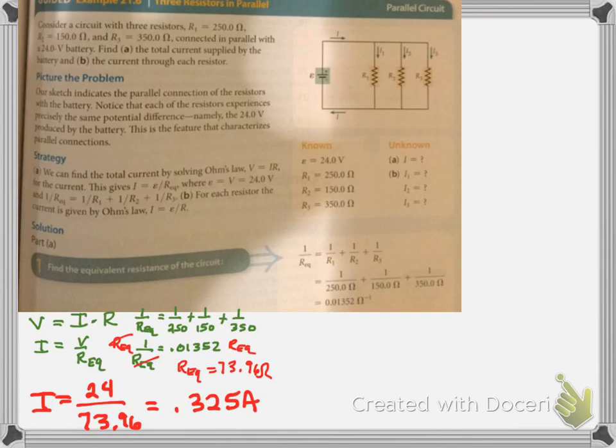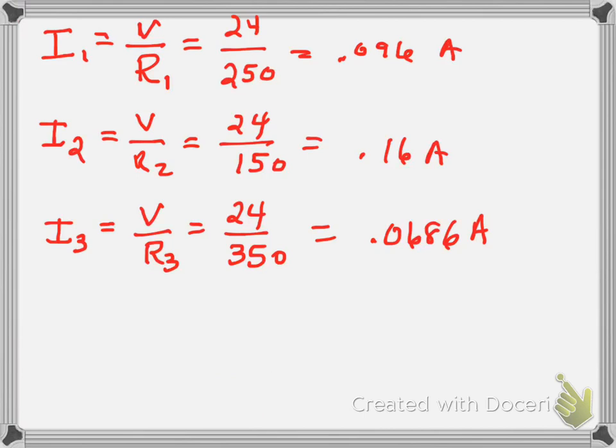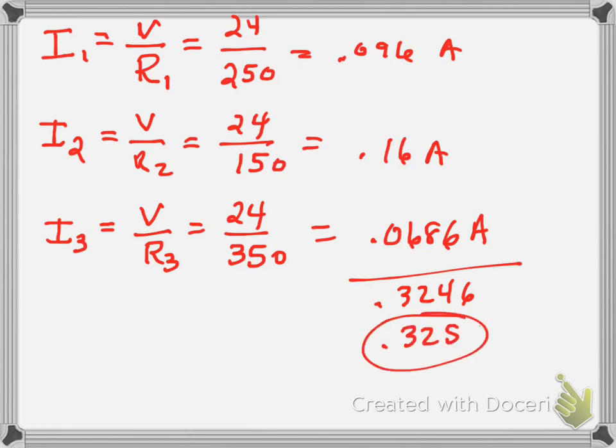So let's add up the three answers we got and see if they add up to the 0.325. And so if you take these three, type them in the calculator, sure enough, the answer you get, 0.3246, will round to 0.325, which is what we got on the previous page. So a good indication there that we did these problems correctly.